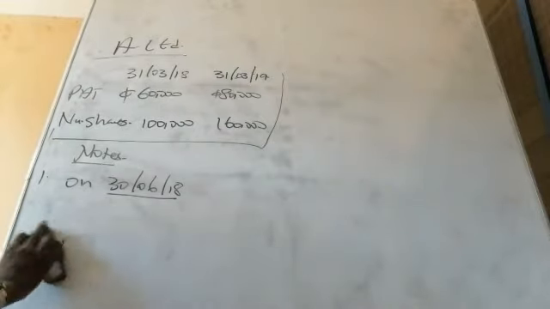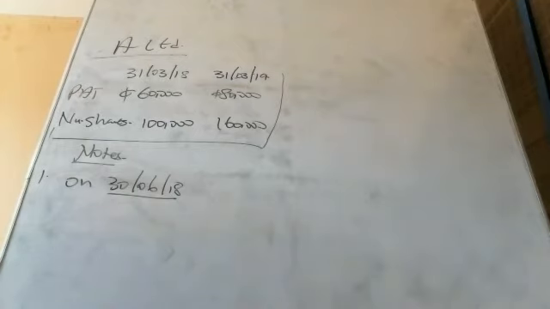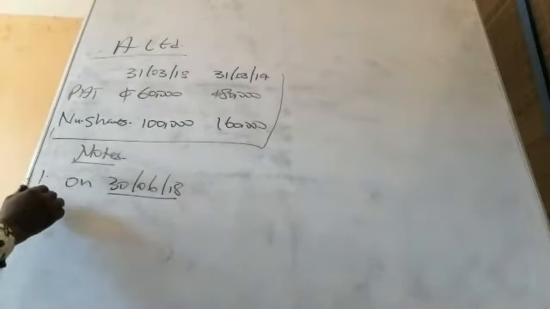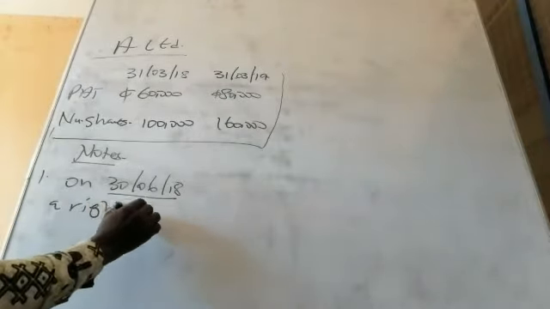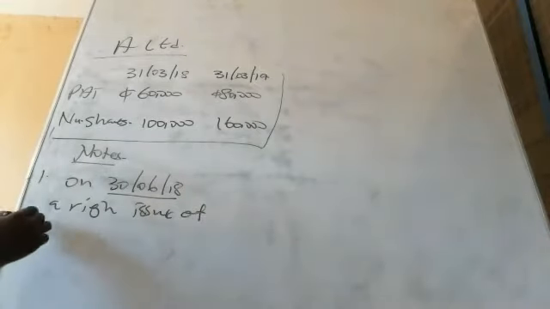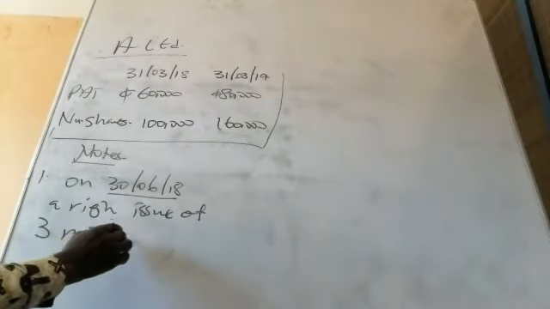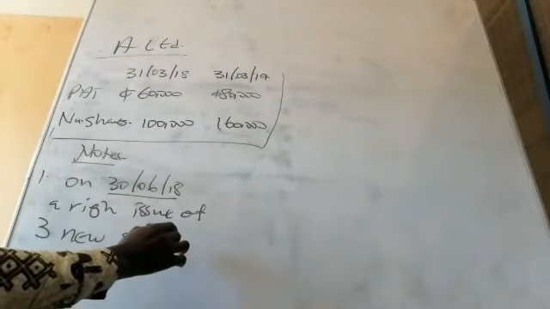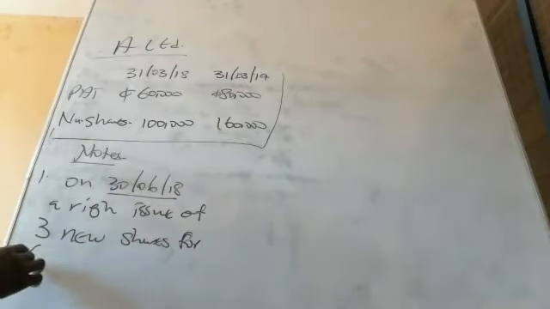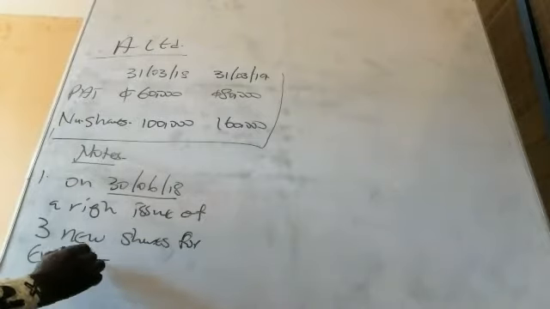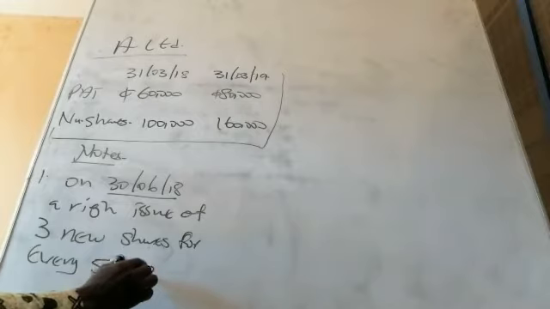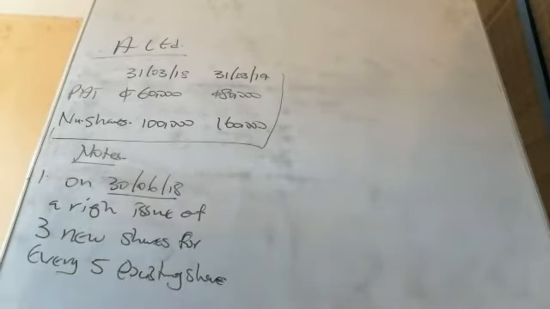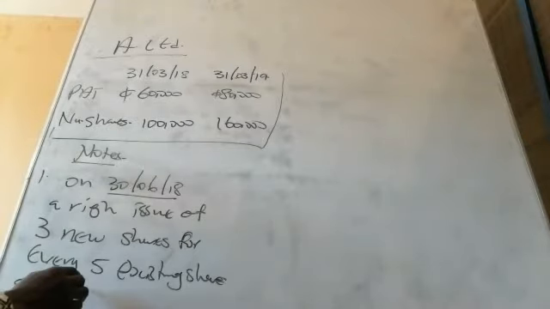Now we'll explain the right issue. The company made a right issue of 3 new shares for every 5 existing shares at 2 Ghana cedis per share.